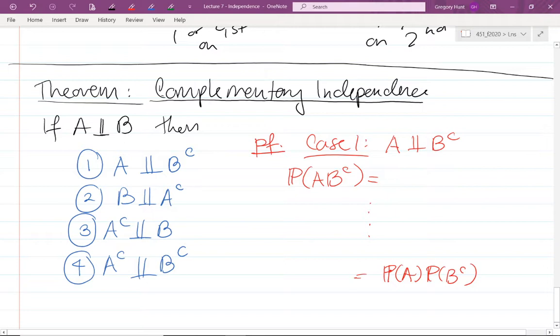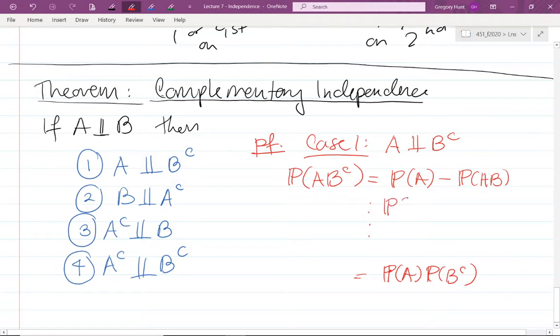So, first of all, if we can establish that, we establish independence. Let's show that. Let's use a little theorem that says we can write P of A intersect B complement as probability of A minus probability of A intersect B. And we justified that maybe in the second lecture when we were talking about some of the basic theorems.